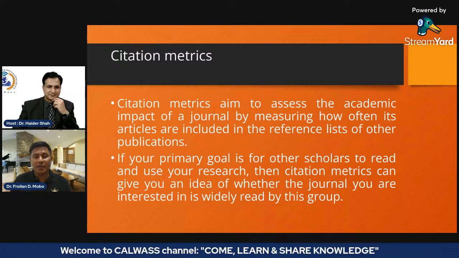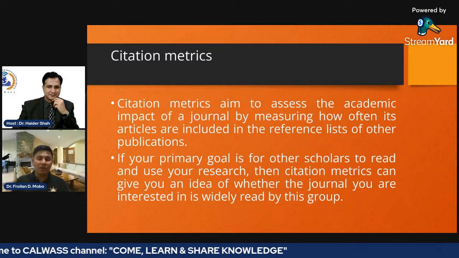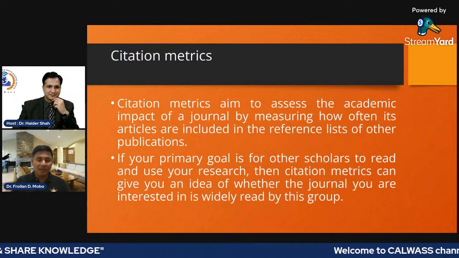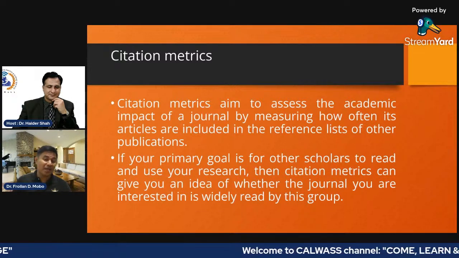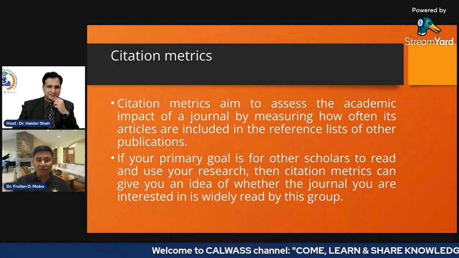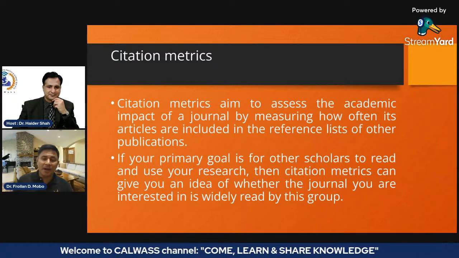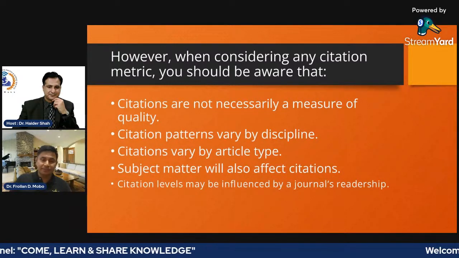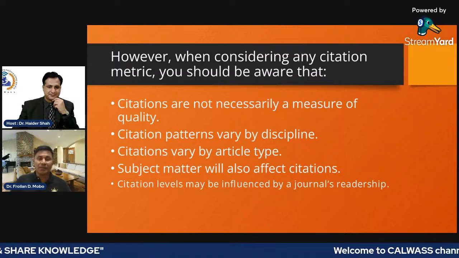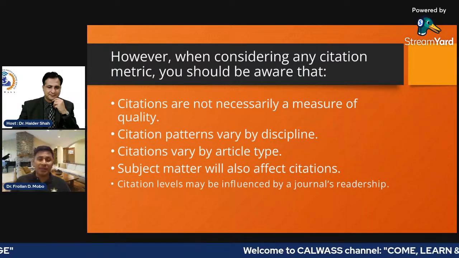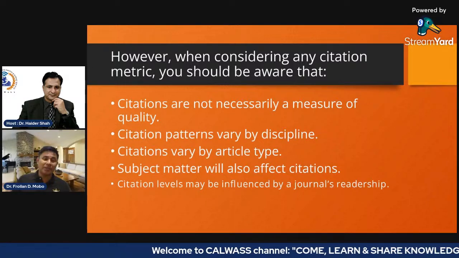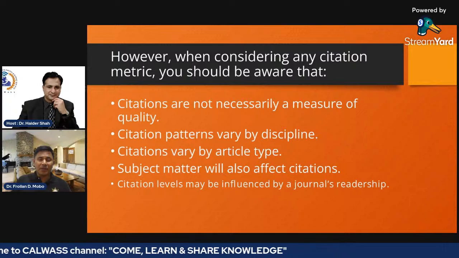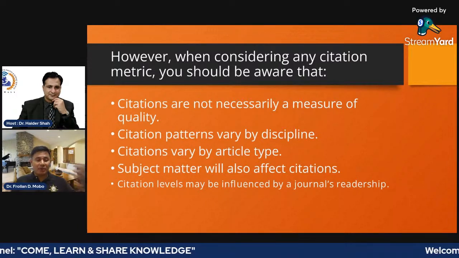Of course, your primary goal is for other scholars to read your output, your article. Then you will be able to get citations coming from those authors, and it will give high emphasis that you are interested in that area. However, when considering any citation metric, you should be aware that citations are not necessarily a measure of quality. But of course, you have to consider that it should always be authentic.